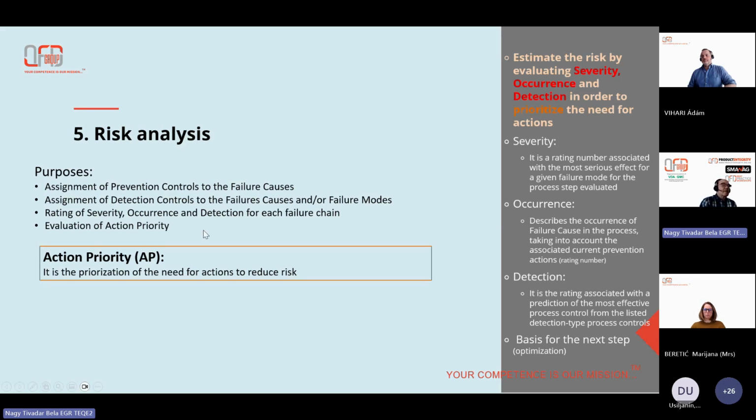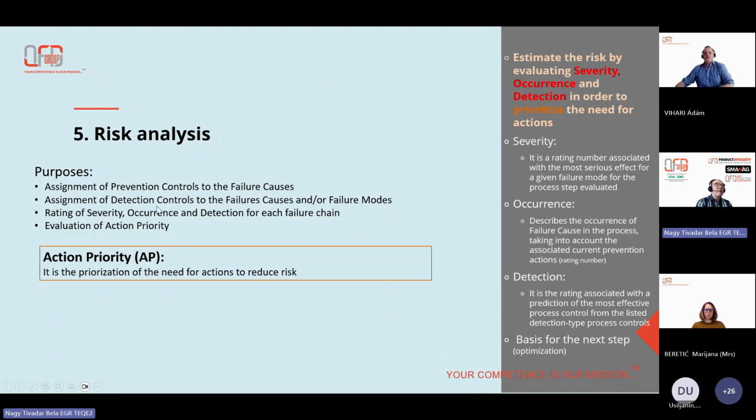What is the purpose of the risk analysis? Firstly, this order is very important. Our purpose is the assignment of preventive measures to the failure cause. Preventive measures to the failure cause, and only the failure cause. Secondly, assign detection controls to the failure causes and or failure modes. That detection action belongs to the failure cause and or failure modes. And after this, we rate severity, occurrence, and detection for each failure chain.